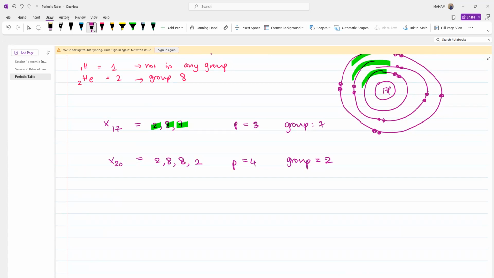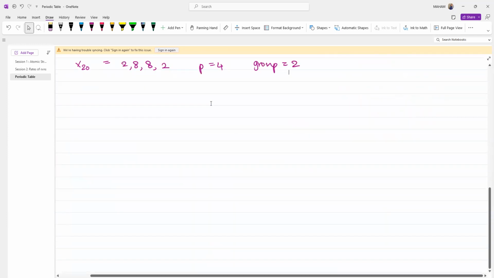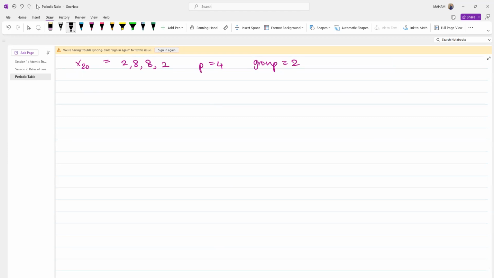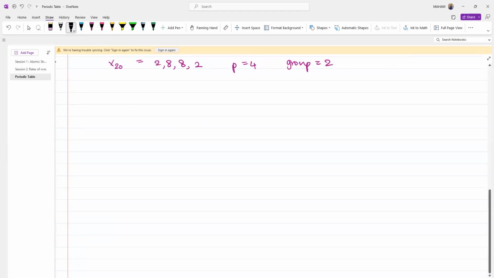So now that we're done with the introduction, we move on to specific groups. We're going to talk about group number 1 first. This group is called alkali metals. And we're also going to write notes side by side. This is group 1 called alkali metals.